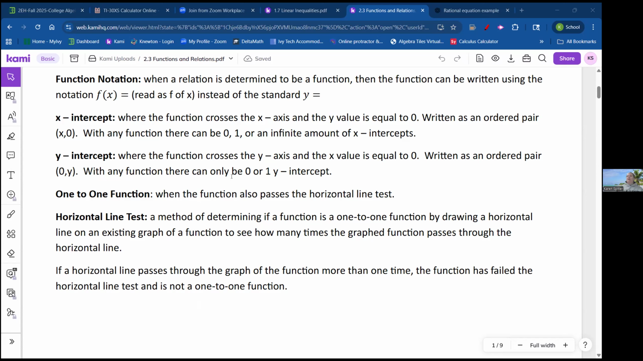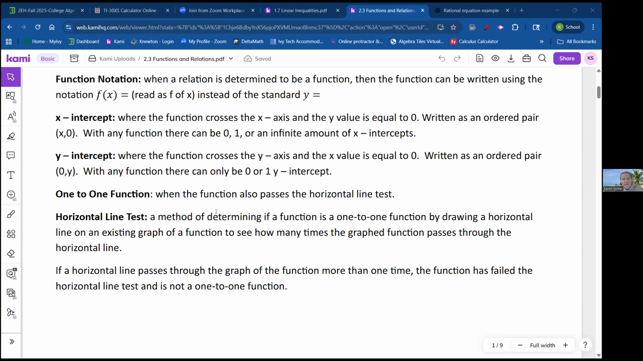Notice that the stipulation says with a function. If it is not a function, it can have an infinite amount of y-intercepts. But if it is a function, it can only have none or one. Okay?